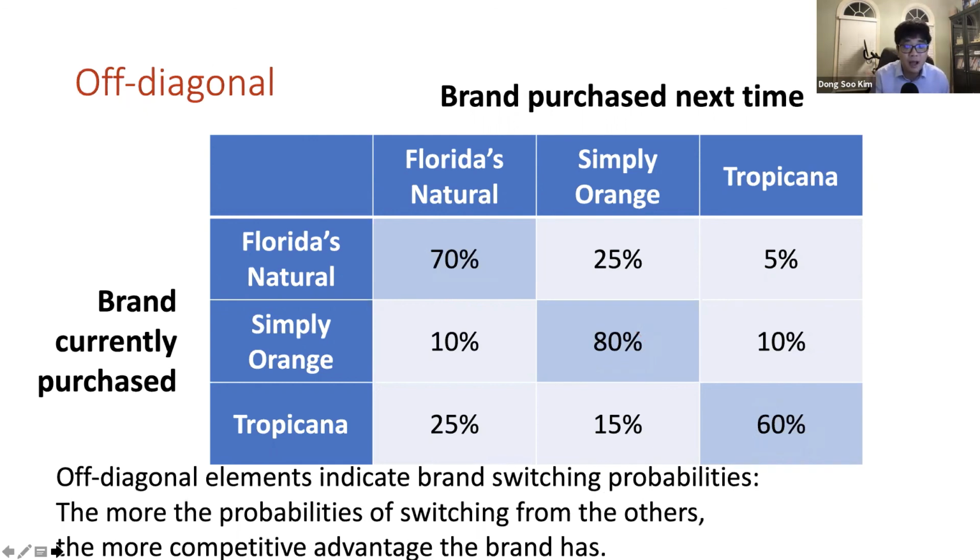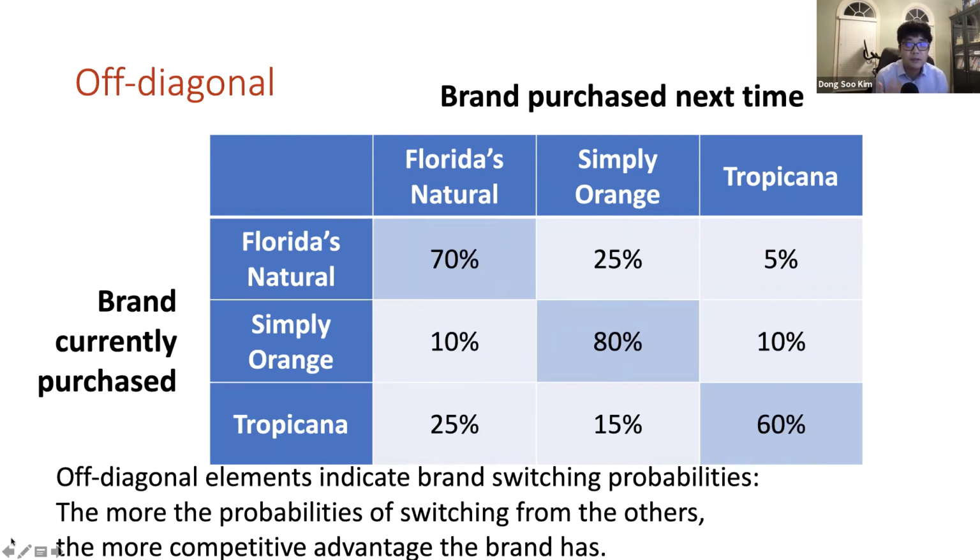The other type of probabilities in a transition matrix is the off-diagonal element. They indicate probabilities of brand switching. Let's look at the table column-wise. Each column indicates each brand to be purchased next time. So the off-diagonal probabilities in each column mean the probability of brand switching from the competitors to each brand.